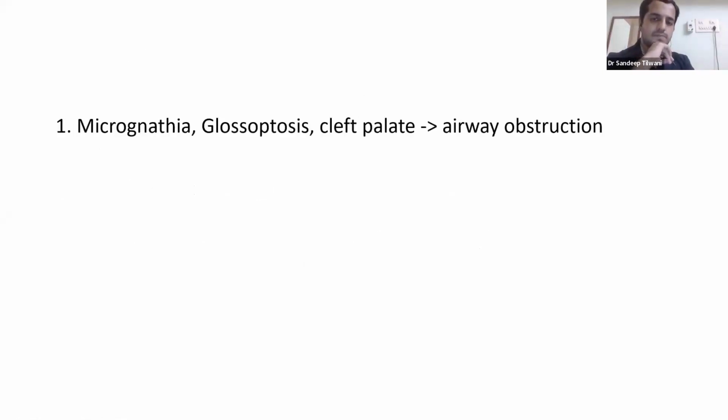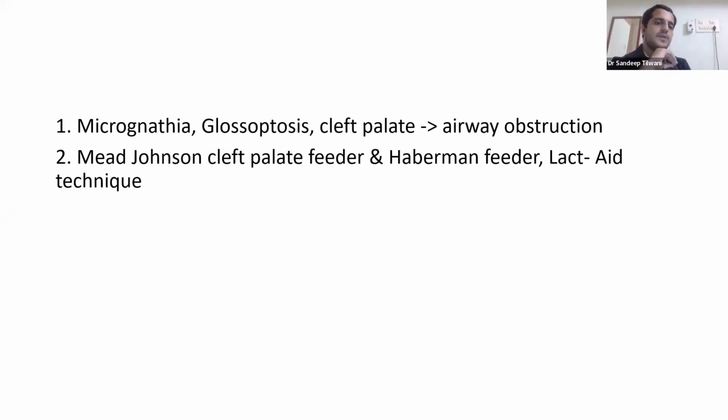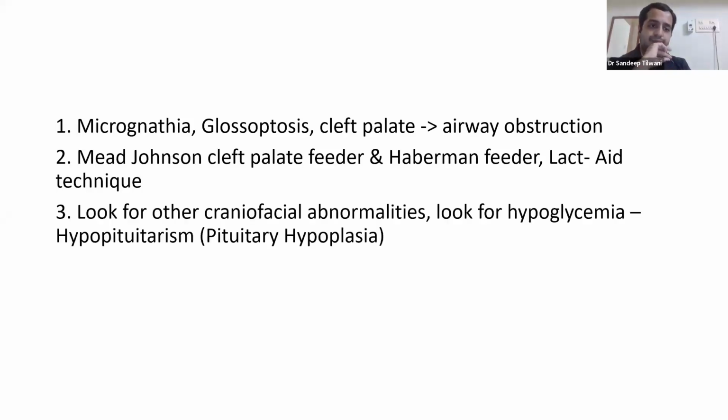So the answer to the first question is, it is a triad of micrognathia with glossoptosis and cleft palate, all three leading together to airway obstruction. Okay, the different feeding techniques. There are some special named feeders like a Mead Johnson cleft palate feeder or a Haberman feeder, and there's one technique called the lact aid technique. I'll show you the picture in the next slide. So they can be used for feeding.